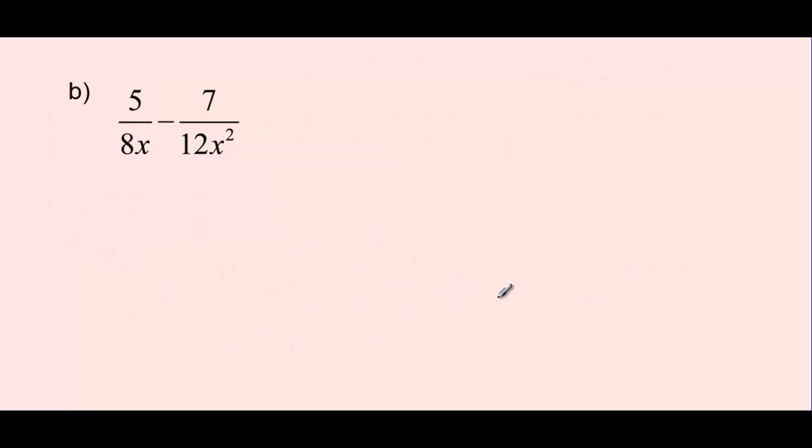Here's one that's a bit more complex. 5 over 8x subtract 7 over 12x squared. The fact that we have an addition sign or a subtraction sign won't change the process. It may just make things a little bit trickier with the subtract sign, but we'll get to that. Our common denominator here, let's start with the coefficients. 8 and 12. Our lowest common multiple between 8 and 12 is 24. So 24 is going to be the coefficient in our common denominator.